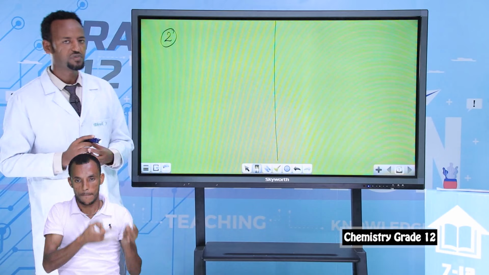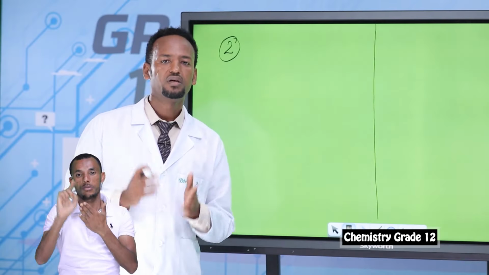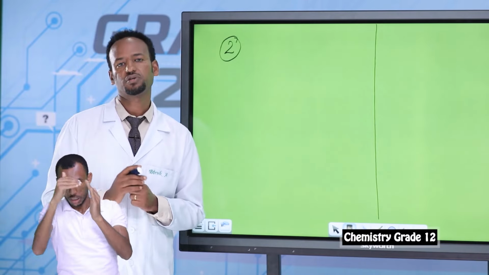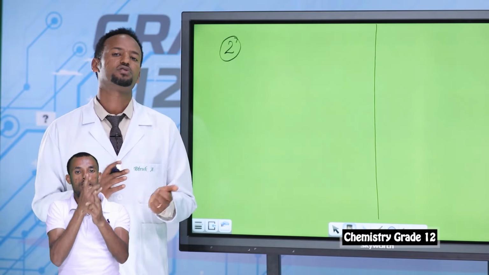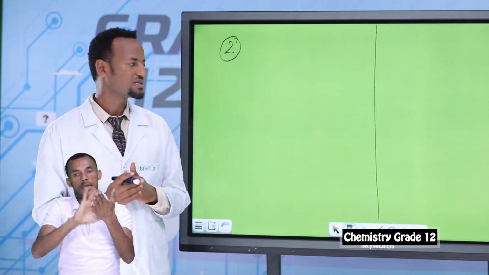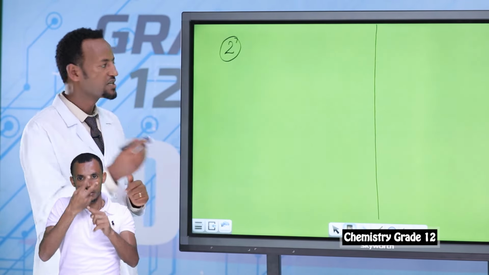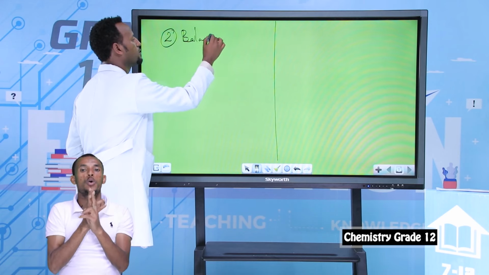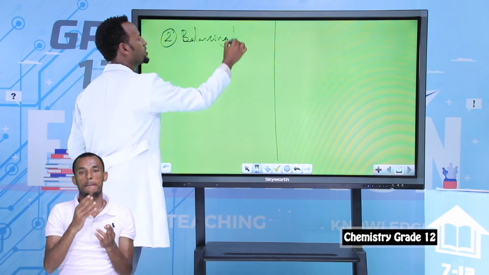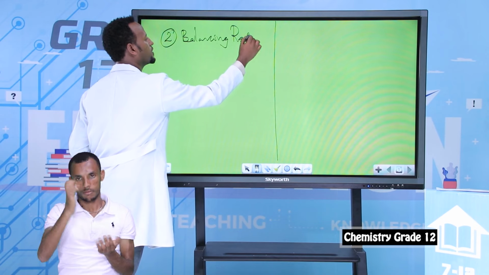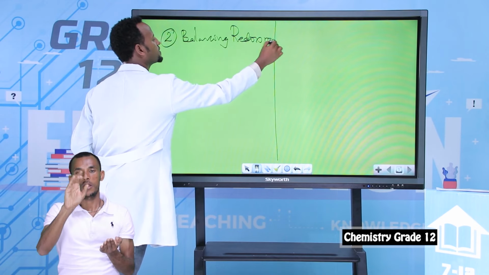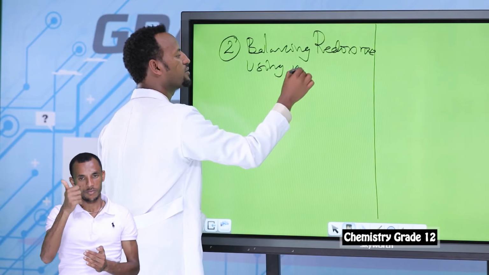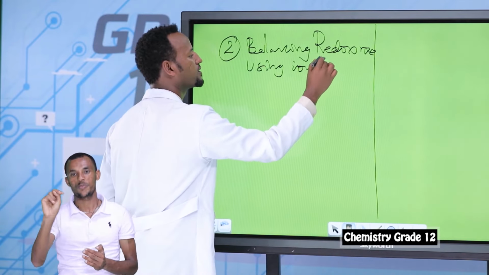Okay, today we discuss the second balancing method. You know the first method, which we discussed last time, is balancing redox reactions using the changing oxidation number method. The second one is balancing redox reactions using the ion electron method.